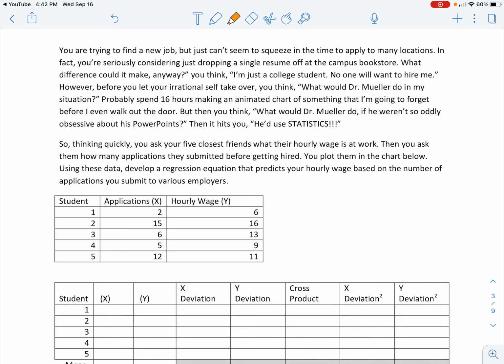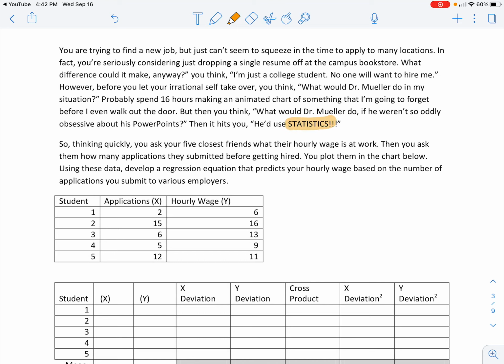However, before you let your irrational self take over, you think, what would Dr. Oakes-Mueller do in my situation? Well, he'd probably spend 16 hours making an animated chart of something that I'm going to forget before I even walk out the door. But then you think, what would he do if he weren't so oddly obsessive about his PowerPoints? Then it hits you.